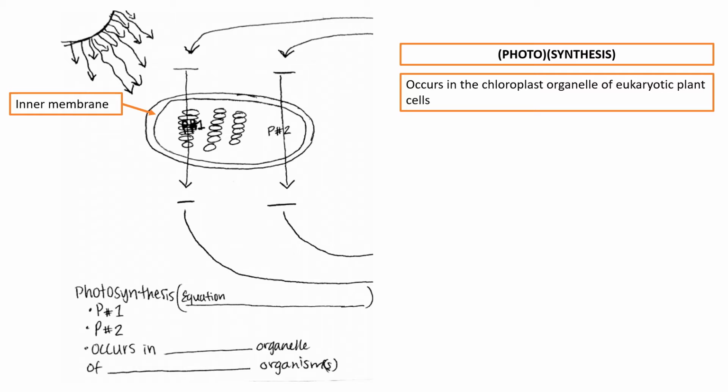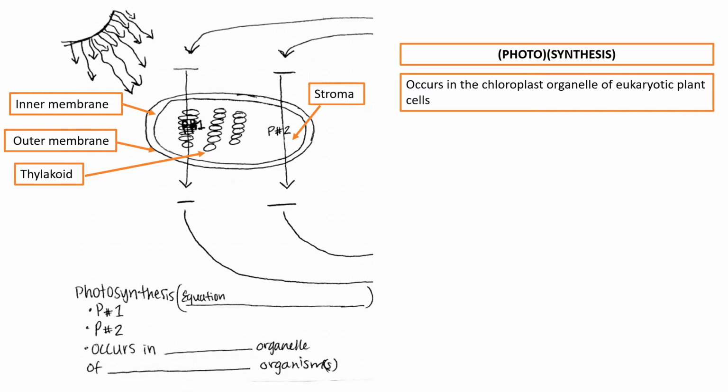Let's look at the chloroplast a little bit closer. There is an inner membrane, an outer membrane, tiny stacks of what I like to call little pancakes called thylakoids, and then there's space around the thylakoids, empty space, and that is called the stroma.